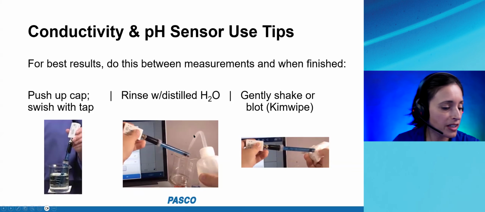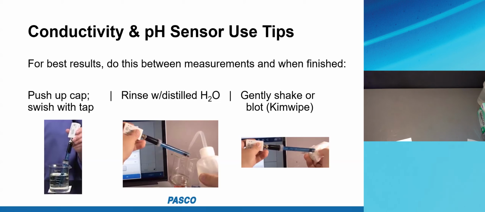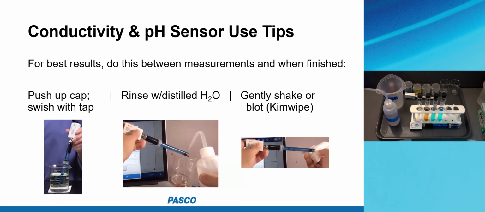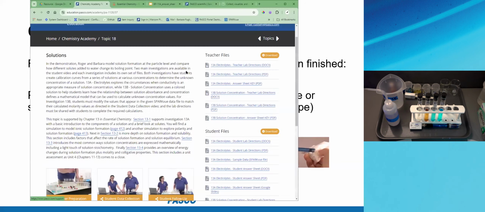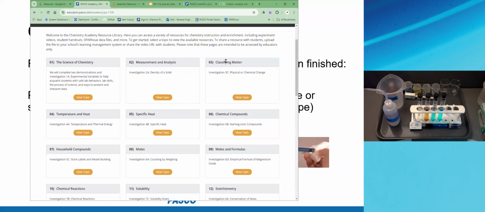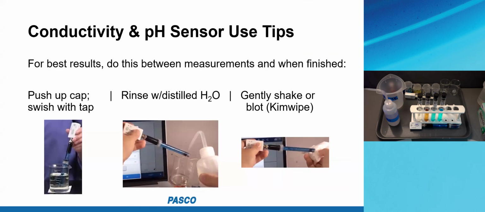Now, some tips on conductivity and pH sensor. I'm going to swap out my equipment here, so bear with me real quick. I'm going to change from tray of nothing to a tray of pH. We're not going to have time to do experiment 3C, but you can go to PASCO Academy and find experiment 3C. It is topic 3, classifying matter, review topic for physical or chemical change. Look at student data collection. Roger and I do a little intro. It's just some fun stuff. And then we jump in and start doing lab 3C, so you can see it done there, since I don't have time to go over it now.